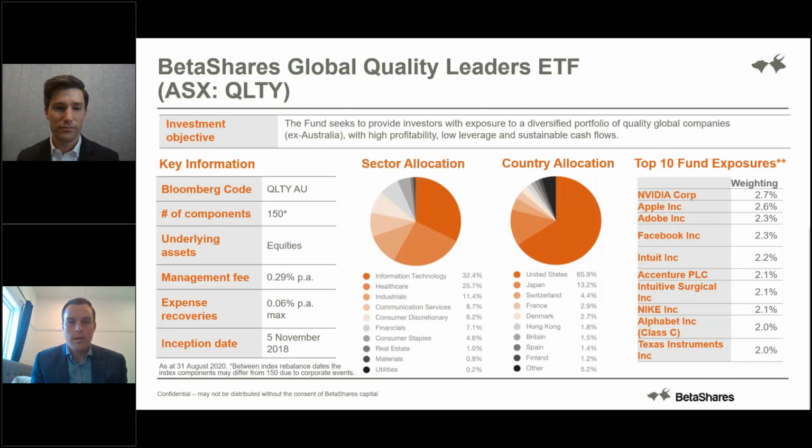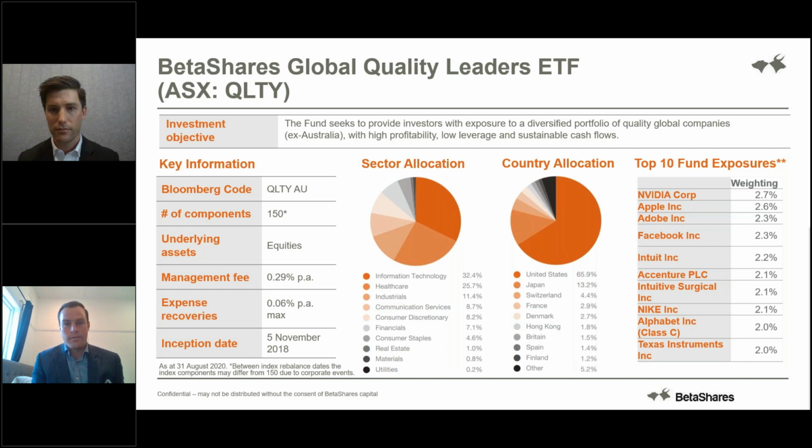Thanks, Cam. So look, if you're looking at a way of allocating to your global equities part of the portfolio in an easy, low-cost fashion that's going to give you an exposure to those quality companies, you can of course do that through our BetaShares Global Quality Leaders ETF, which trades under the ticker code QLTY. It's giving you a diversified exposure across 150 companies ex-Australia that are defined as quality by those metrics that Cam covered. And at 35 basis points, it's very compelling and low cost as well.